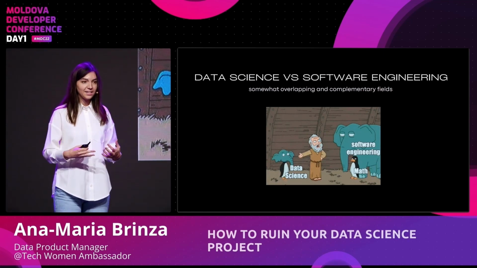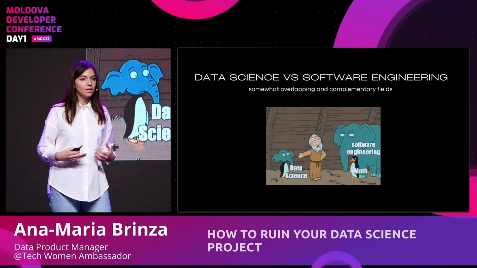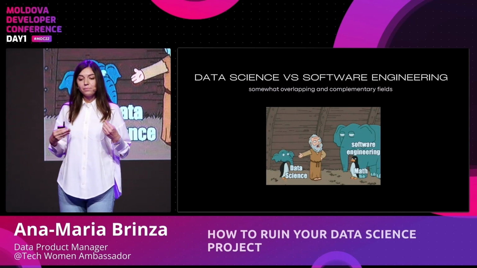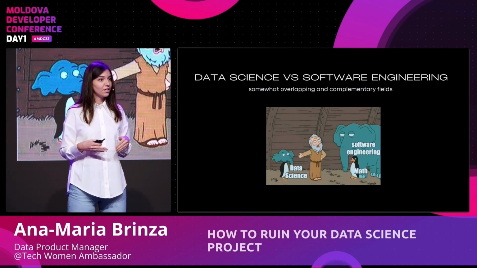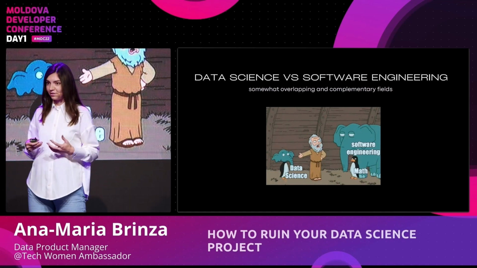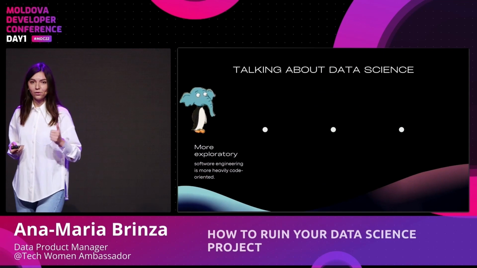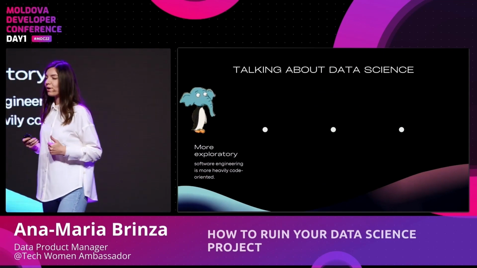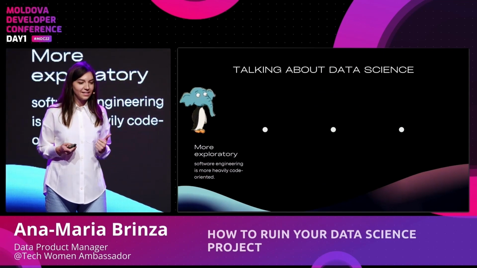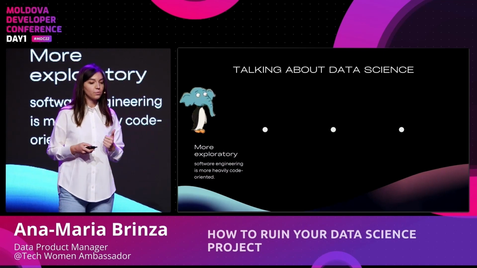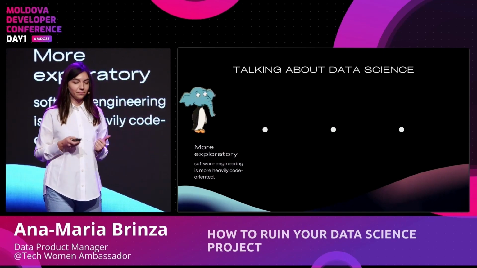Data science and software engineering are somehow overlapping and complementary fields. They are both high-tech fields. They are both based on computer science and math. But if you dig deeper into discussion, you find out that they have their differences. So data science is more exploratory. You're always trying to find the insights from the data, while software engineering is more heavily code-oriented.